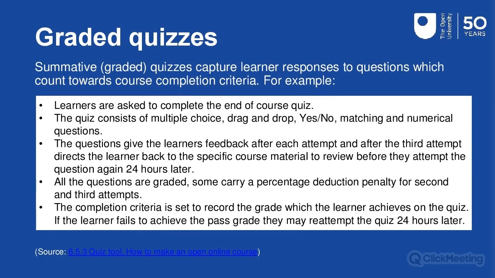The completion criteria is set to record the grade which the learner achieves in the quiz. If the learner fails to achieve the pass grade, they may reattempt the quiz 24 hours later. And in Open Learn, we've got all our badged open courses which have quizzes with grades at the end. They actually are set to have as many attempts as a person needs. So they can attempt the quiz 24 hours later and 24 hours later and the next day and the next day until they eventually pass it. But in the meantime, they would go back and check the course material again.